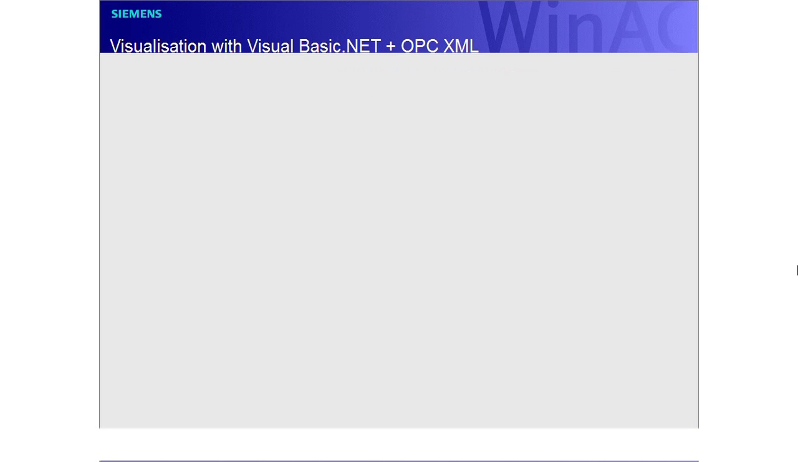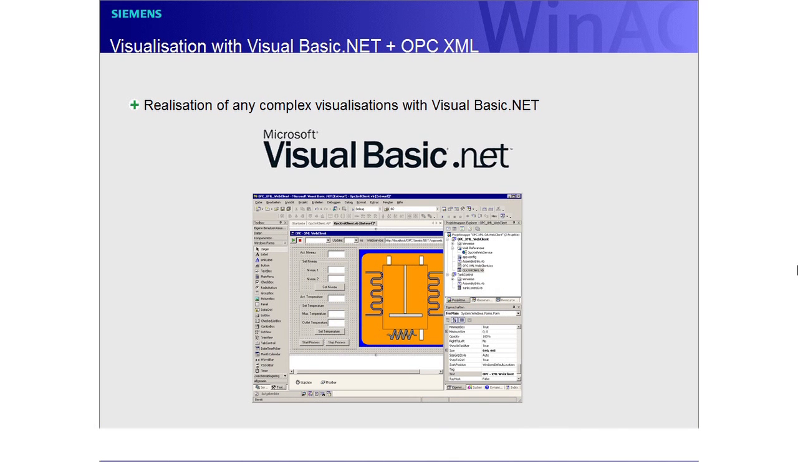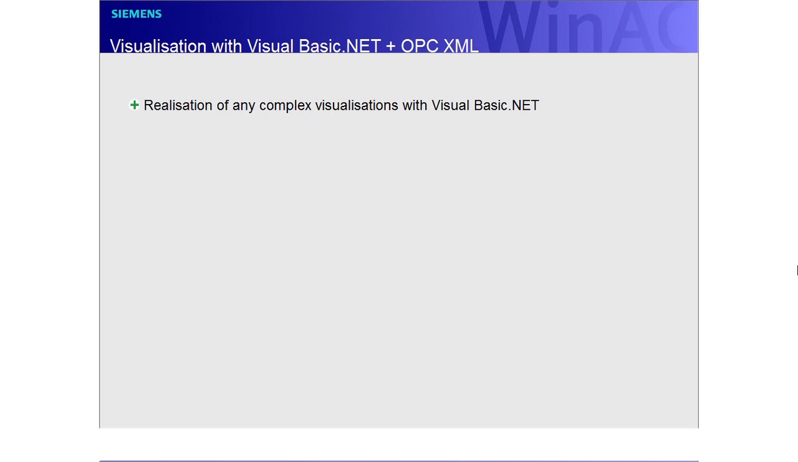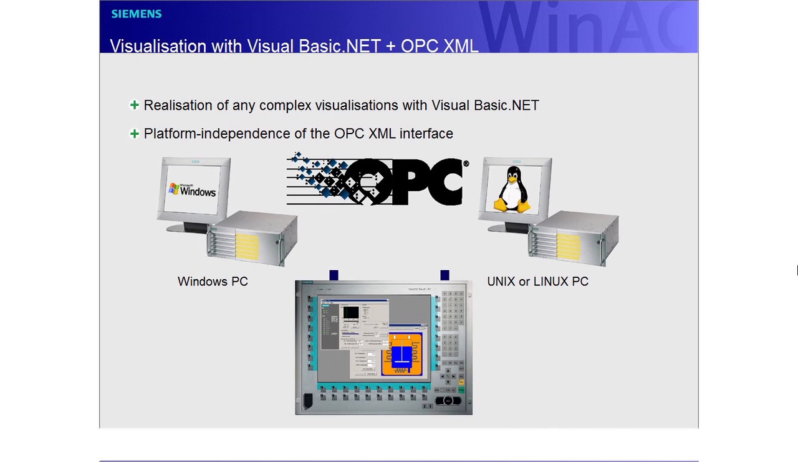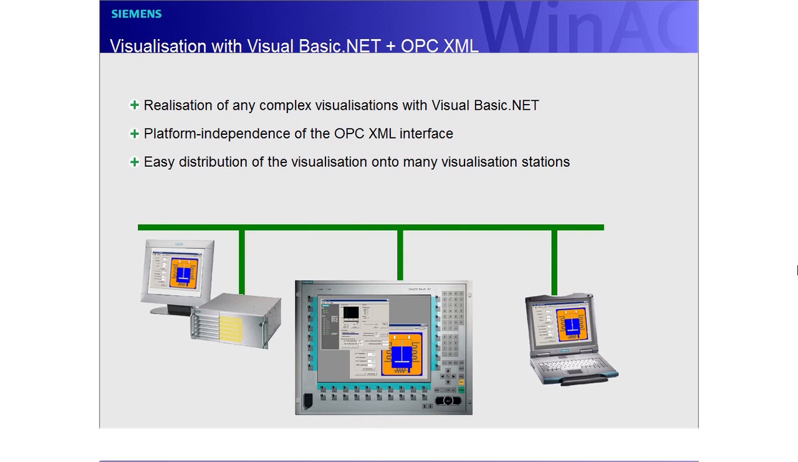Using a Visual Basic .NET program for visualizing and using the OPC XML interface for data exchange offers you multiple benefits. Visual Basic .NET enables realizing any complex user interfaces and functions according to your individual requirements. The platform independence of the OPC XML interface enables data exchange with systems other than Windows, for example, Unix systems. The Visual Basic .NET visualization program can be distributed easily and cost-efficiently between many visualization stations.